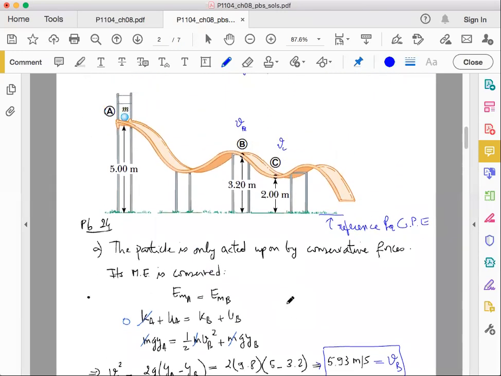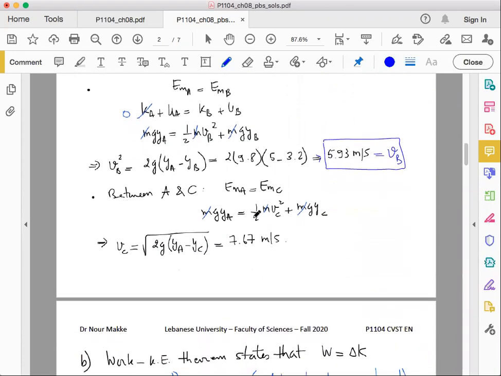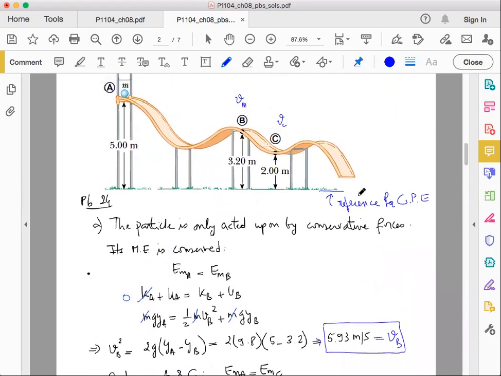It's expected that the speed at point C is larger than the speed at point B, because point C is lower than point B with respect to A. So C is farther down than B. So necessarily, this difference in the potential energy between B and C will be transformed into kinetic energy, and so this is why the speed at point C is larger than the speed at point B.